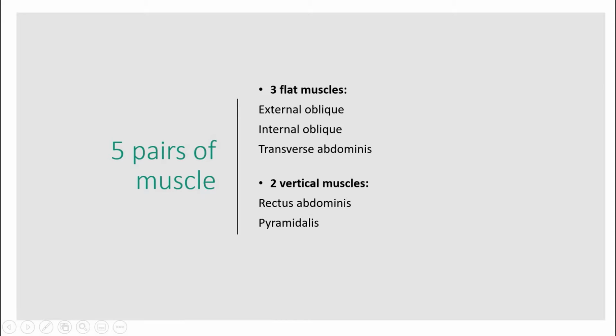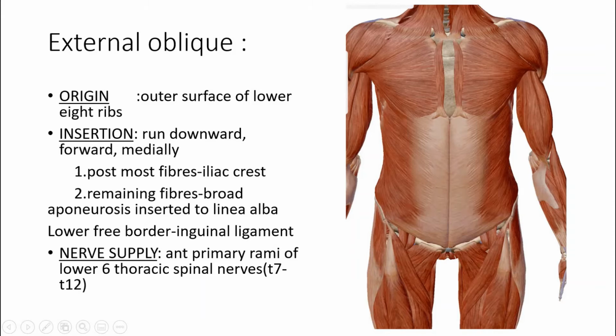So the anterior abdominal wall consists of 5 pairs of muscles, 5 on either side of midline: 3 large flat muscles and 2 vertical muscles. The 3 large flat muscles are external oblique, internal oblique and transverse abdominis. The 2 vertical muscles are rectus abdominis and pyramidalis muscle.